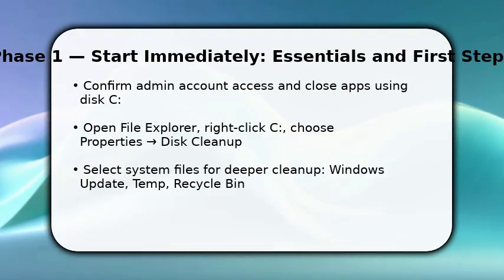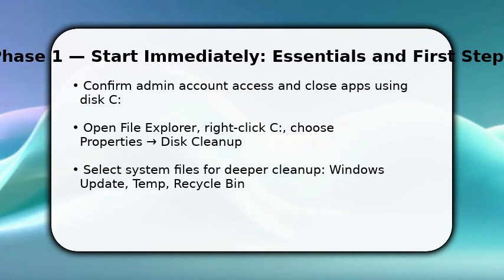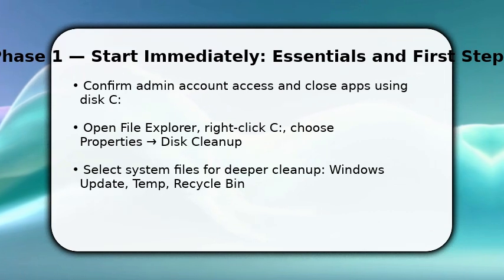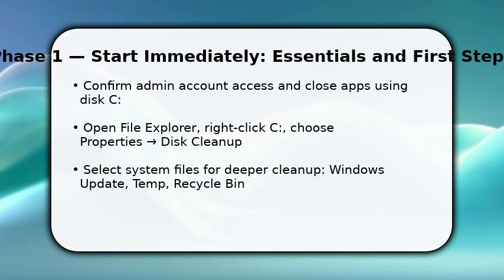You begin by getting immediate wins. Log into an admin account and close programs that write to C, so files can be removed. Once done, open File Explorer, right-click C, and choose Properties, then Disk Cleanup. This launches the built-in cleaner.